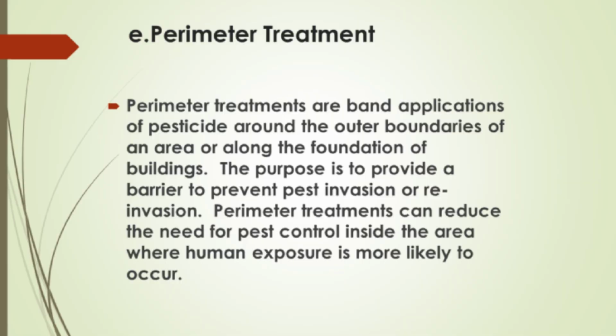Let's talk about perimeter treatments. Perimeter treatments are band applications of pesticide around the outer boundaries of an area or along the foundation of buildings. The purpose is to provide a barrier to prevent pest invasion or reinvasion. Perimeter treatments can reduce the need for pest control inside the area where human exposure is more likely to occur.